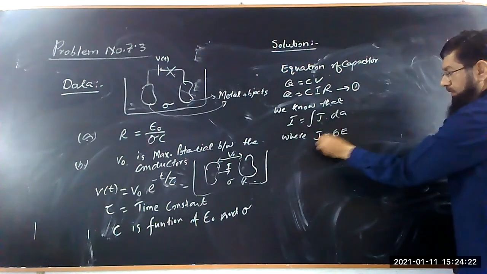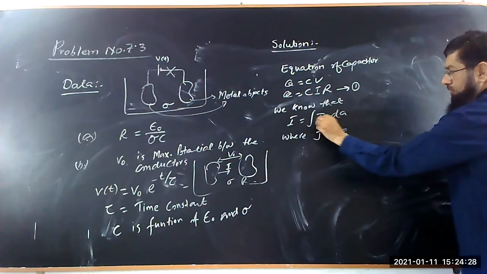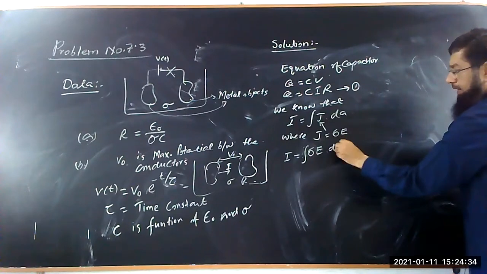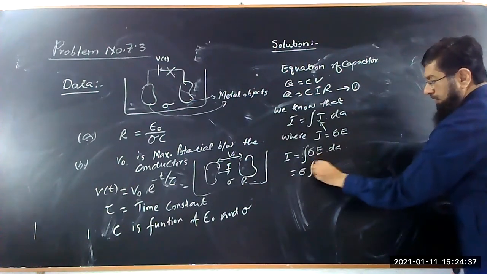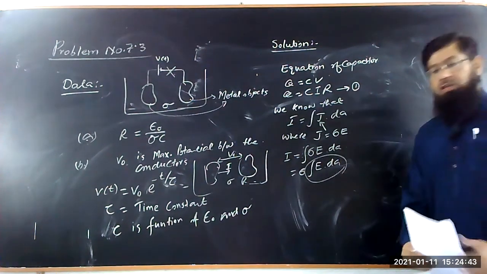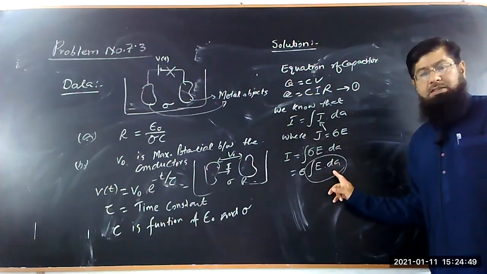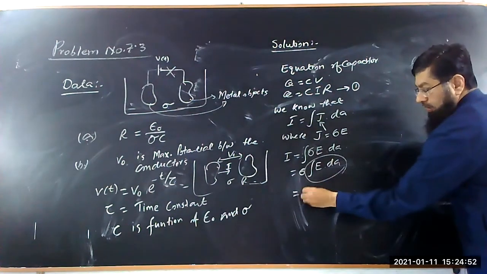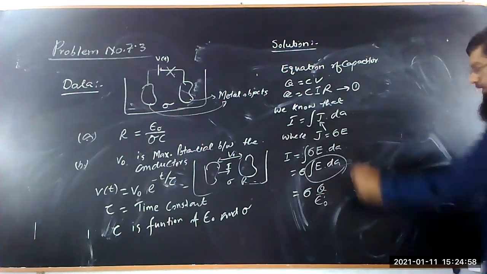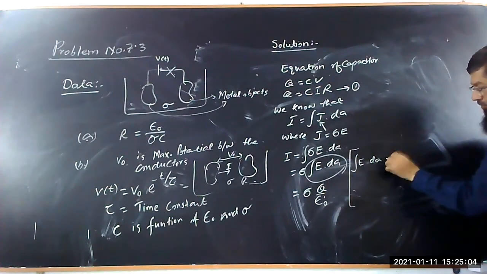So we substitute this value of J over here. So the current I is equal to the integral of sigma E dot dA. Sigma is a constant, so it can be taken out of the integral sign. This E dot dA is the electric line of force passing through an area, and it is known as electric flux. So the integral of E dot dA is equal to Q upon epsilon naught.